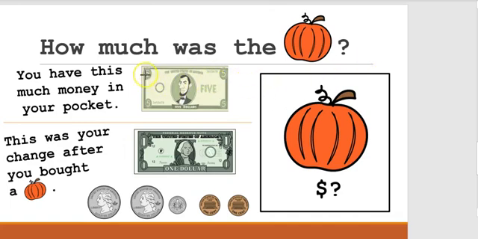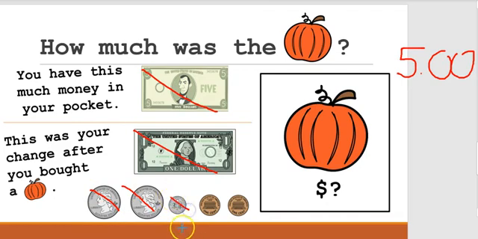All right, so how did you tackle this one? Well, I knew I had $5 because it says there's $5 in my pocket. I didn't really have to count too much. But this is how much change I received. $1, $1.50, $1.60, $1.62.